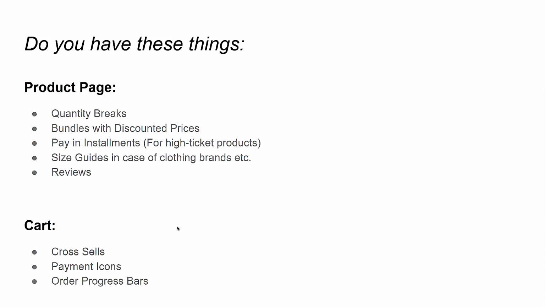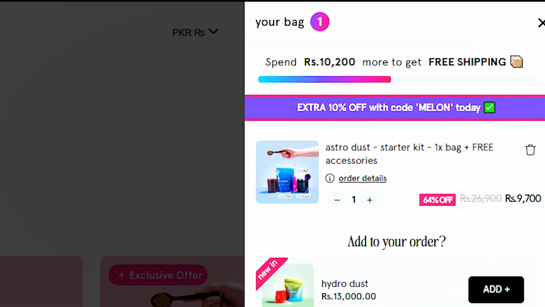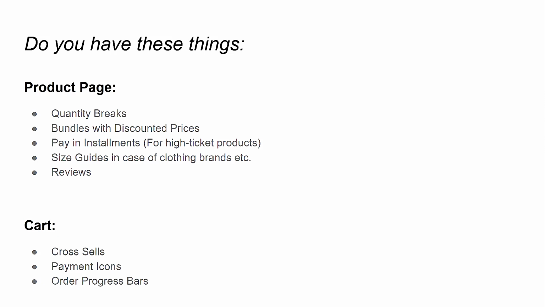For example, on the product page, do you have clear quantity breaks? Do you have bundles with discounted prices? Do you have size guides in case of a clothing brand, reviews, pay in installments option, etc.? For the cart, do you have cross sells, payment icons, order progress bar, etc.? Order progress bar means the bar that shows you the free shipping threshold and the discount threshold. It is a dynamic bar which changes as you add more items to the cart.